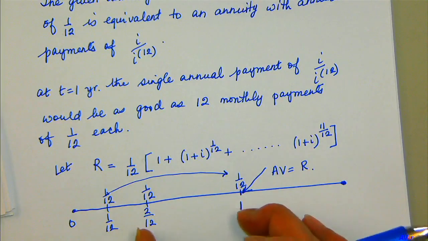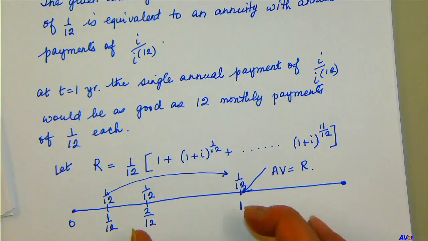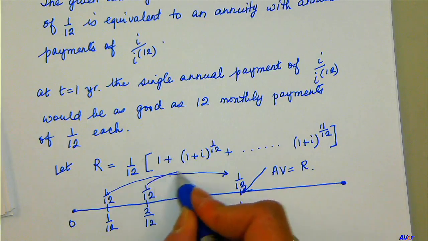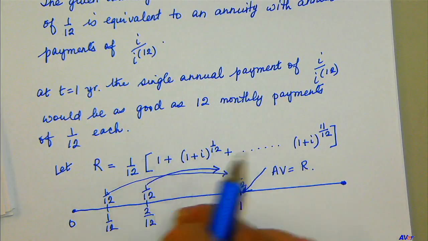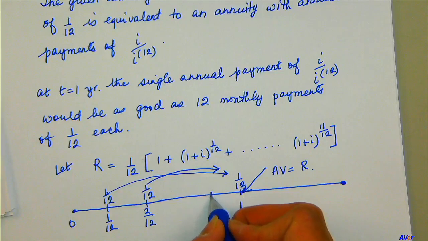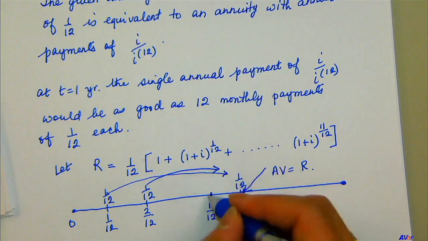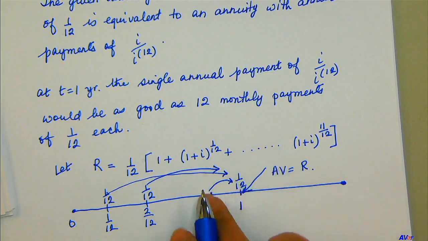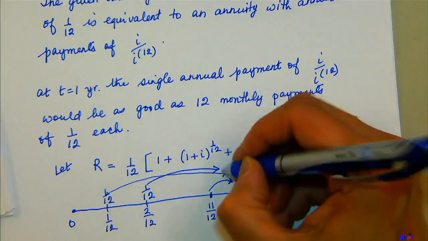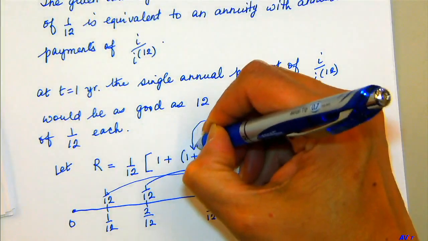Then I have another payment. 1/12 times 1 plus I to the 10 over 12. I'm bringing this one over. Keep going like that. This one would be 11 over 12. So this one would be raised to the 1/12th power. That is this payment right here, this term right here.